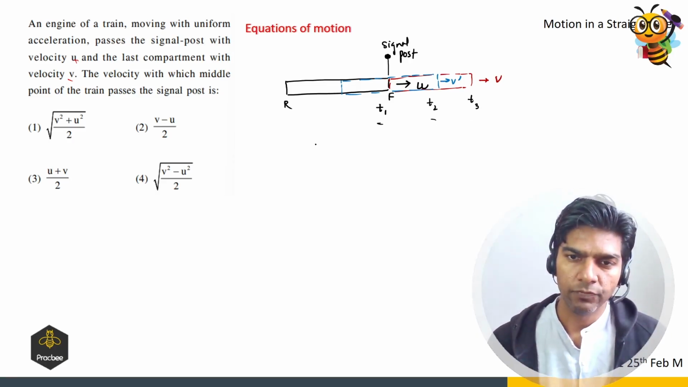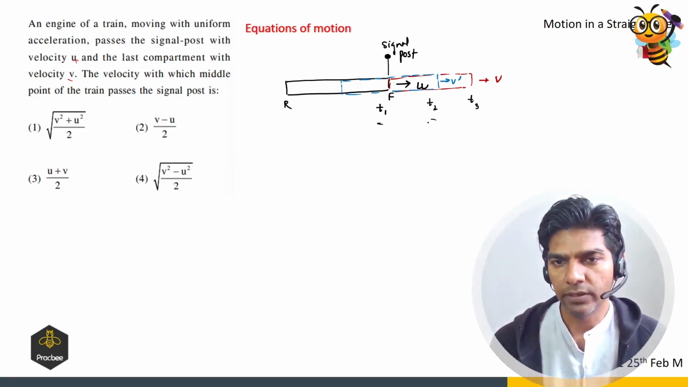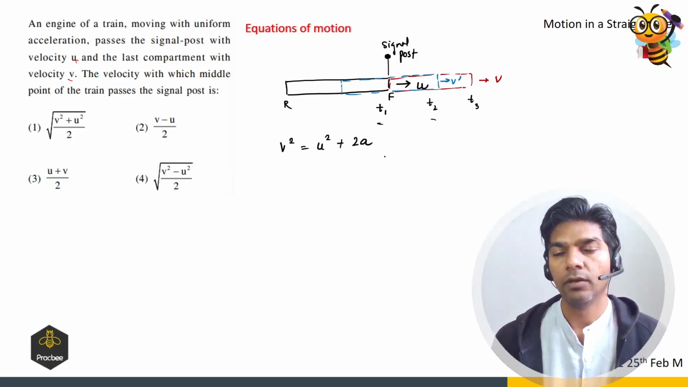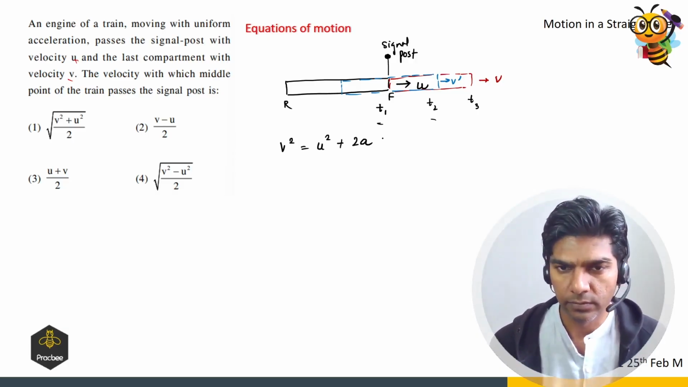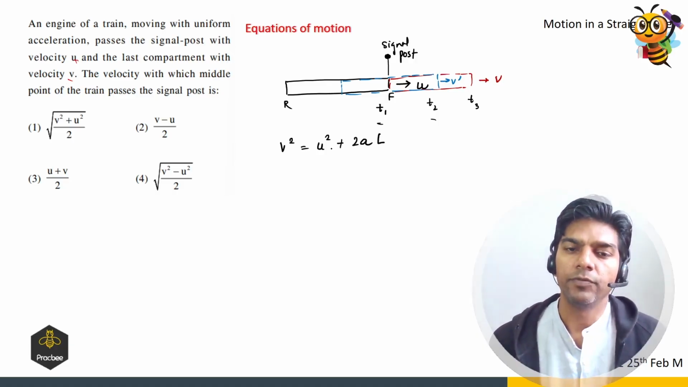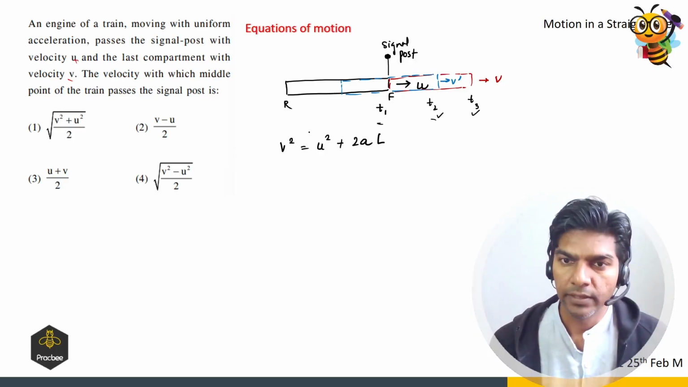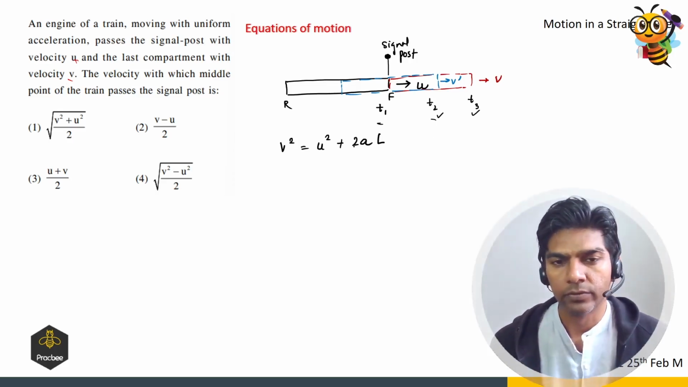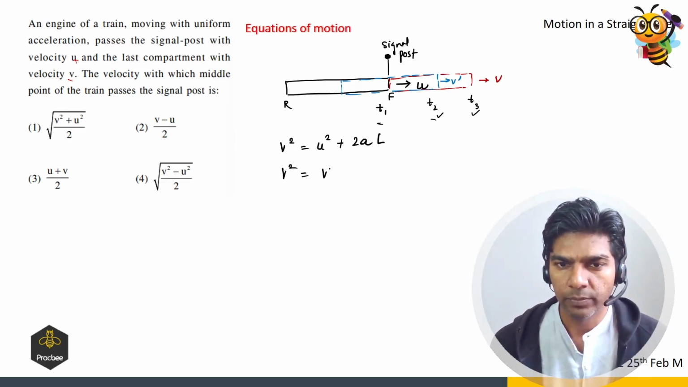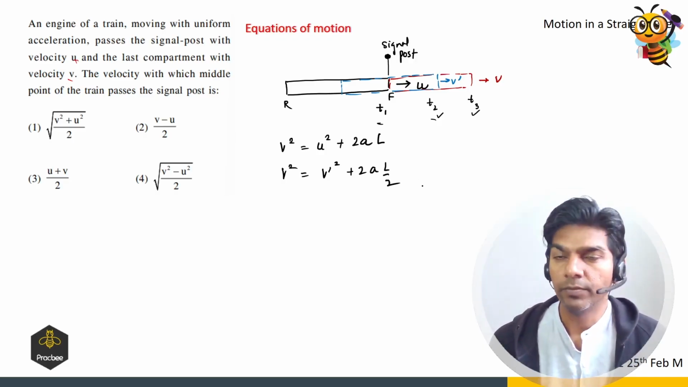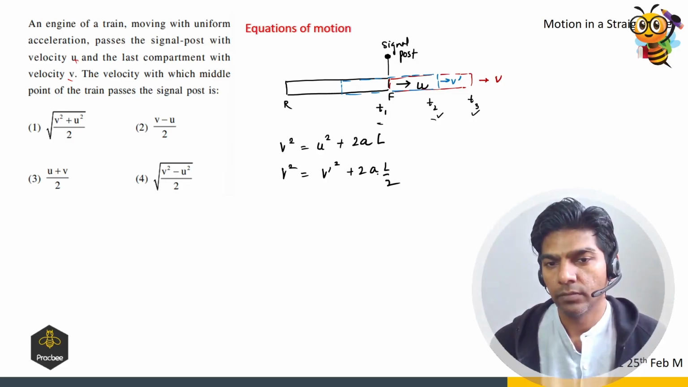So let us apply between t1 and t3. We can use this relation: v square is equal to u square plus 2as. Here displacement is nothing but the length of the train. So let me take the length of the train as L. Now if we apply the same equation of motion between t2 and t3, the displacement of the train is L by 2. So we can say v square is equal to v prime square plus 2a times L by 2. Now what we have to do is eliminate aL.